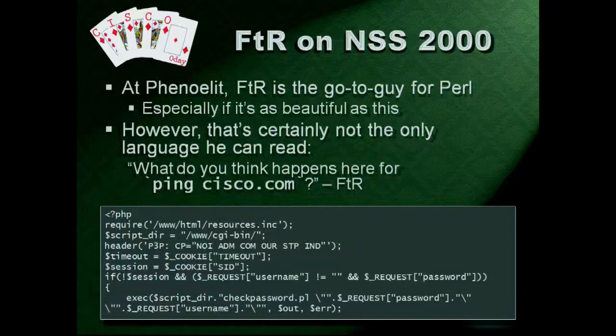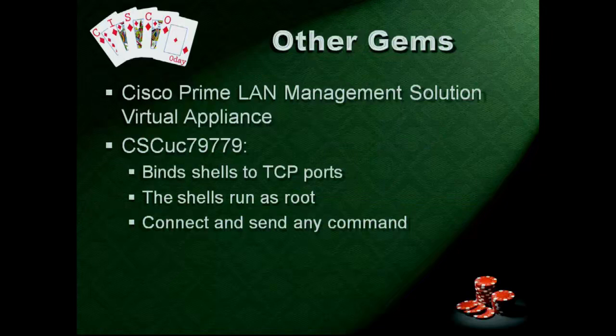Okay, put it in the clouds. So there's also the Cisco Prime line management solution. This is again not a bug that we found, but I loved it because suddenly you find a bug in a Cisco bug management system that says, well, then we have a security issue. We bind root shells on a TCP port. What?